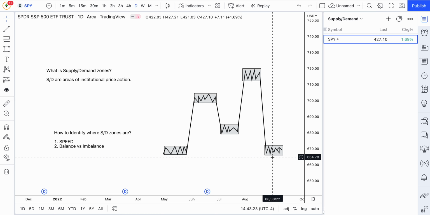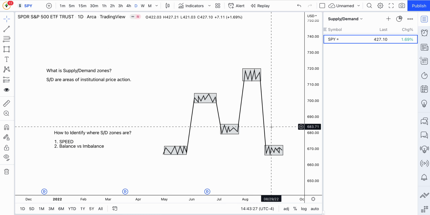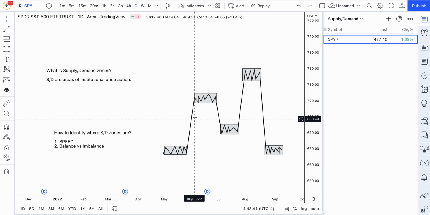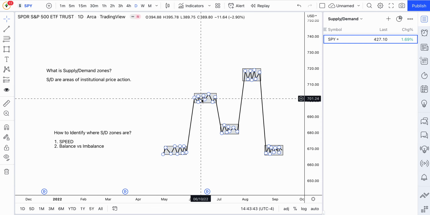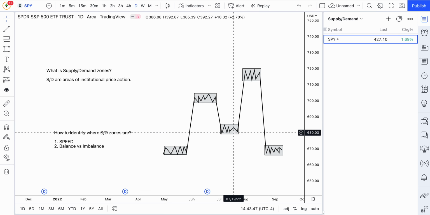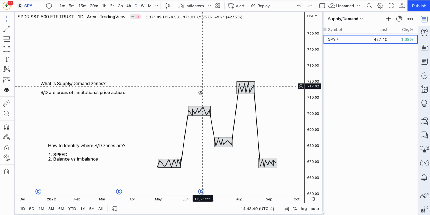So how do you identify where supply and demand zones are? Well, it's about two things, right? One of them is knowing your balance versus imbalance, so knowing what a stock chart looks like and how it moves. The second thing is going to be speed, and I capitalized it because it's very, very important. Supply and demand zones are only caused by speed, right? So you can see here we have very fast price action, consolidation, very fast price action down, more consolidation, very fast price action up, right?